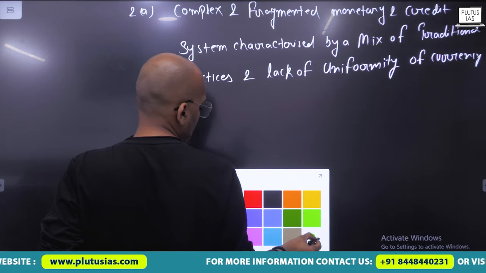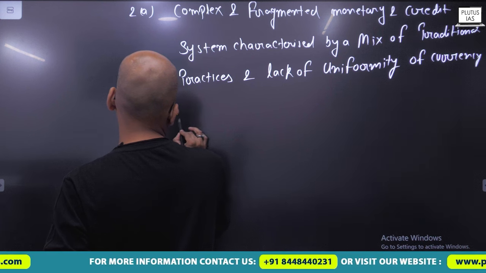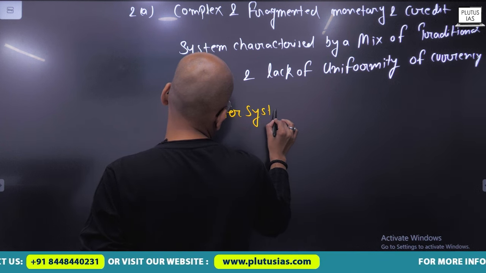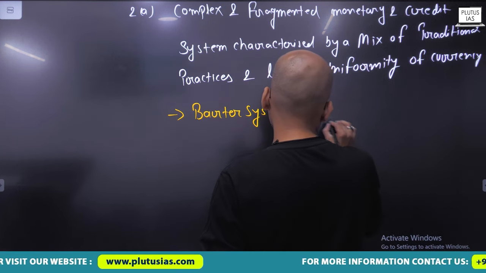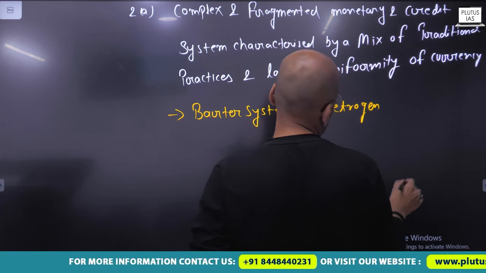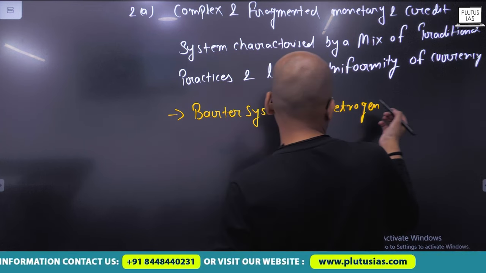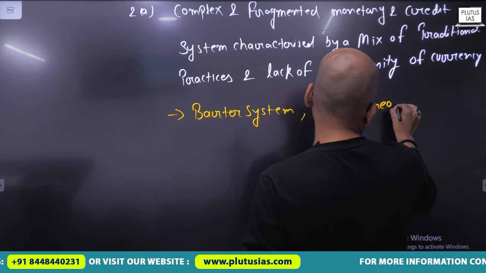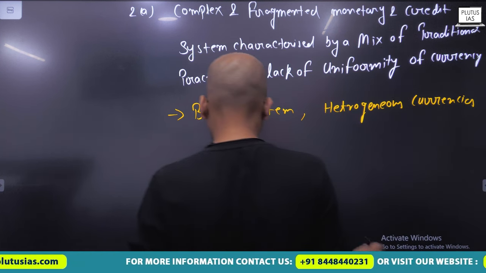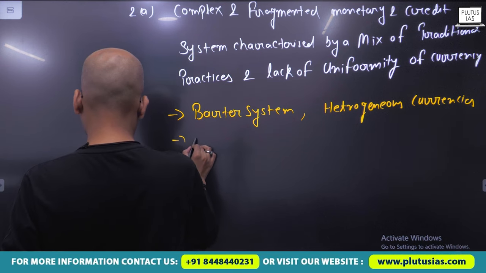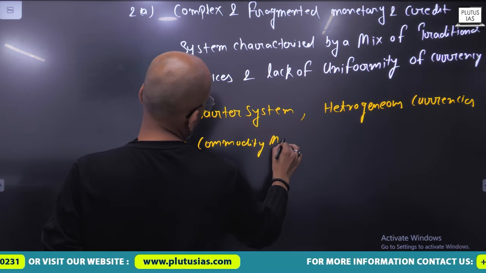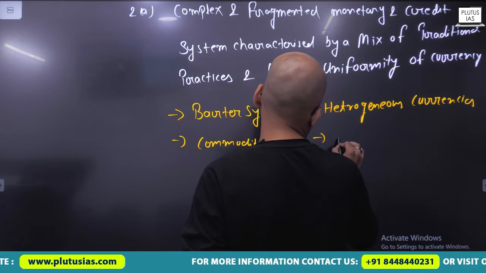Then several aspects are here that can be illustrated, like the barter system. Okay, a bit of explanation of it. Then heterogeneous currency, as I told you, no uniform currency was prevalent. Heterogeneous, different states, different regions using different forms of currencies. Right. Then commodity money, indigenous banking.